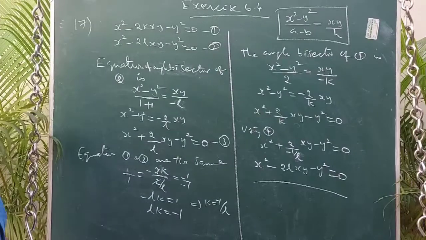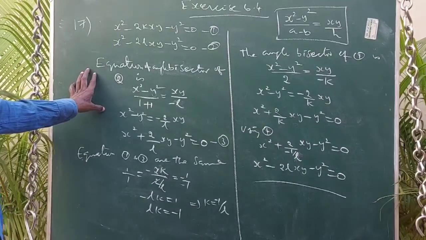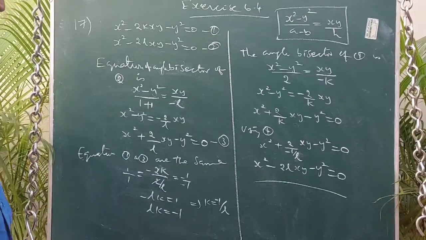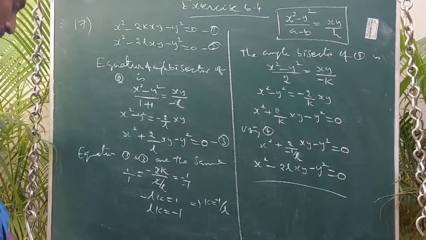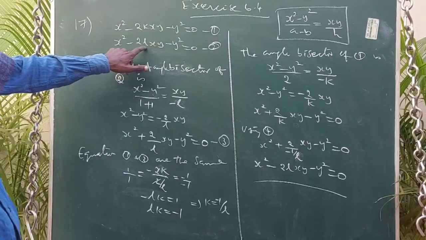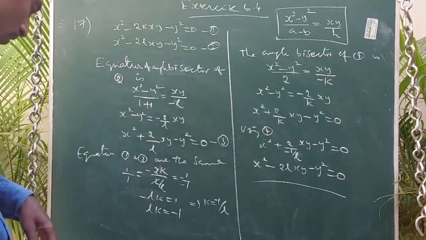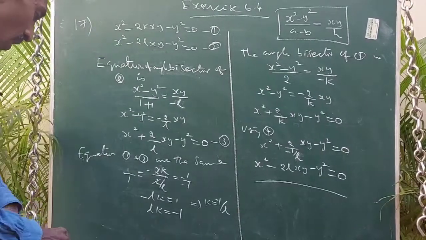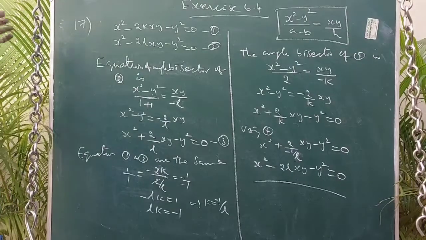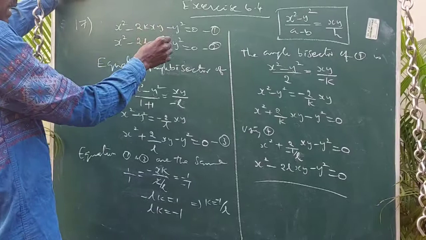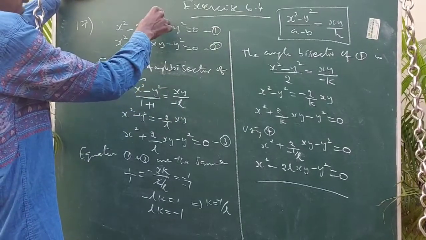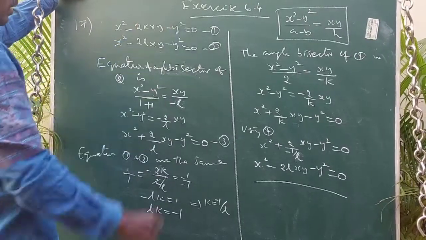Question number 17 in the exercise 6.4. It is a different question in this exercise, that's why I am solving it last. If the pair of straight lines x² − 2kxy − y² = 0 bisect the angle between the pair of straight lines x² − 2lxy − y² = 0, so that the latter pair also bisect the angle between the former. Given that the first one is the angle bisector of the second one, our aim is to prove the second one also bisects the angle between the first one.